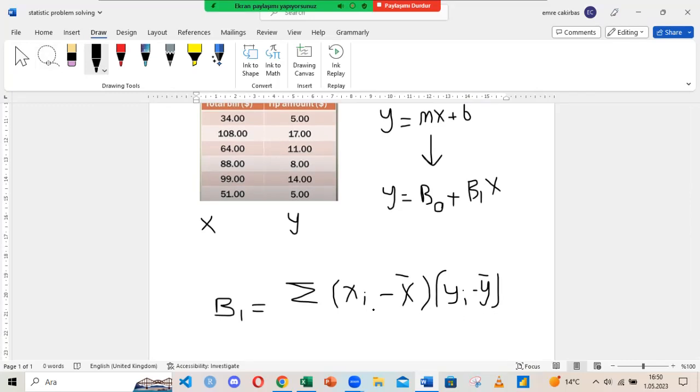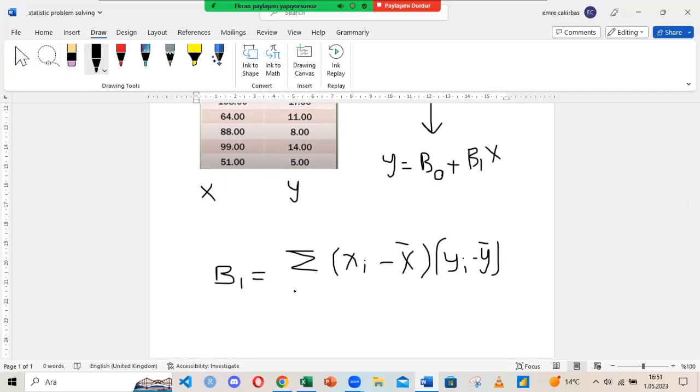When you multiply these two terms and sum them up, and divide over the sum of the squared deviation of x, in this case x sub i minus x bar, squared, summing the inner terms, that will give you b sub 1.